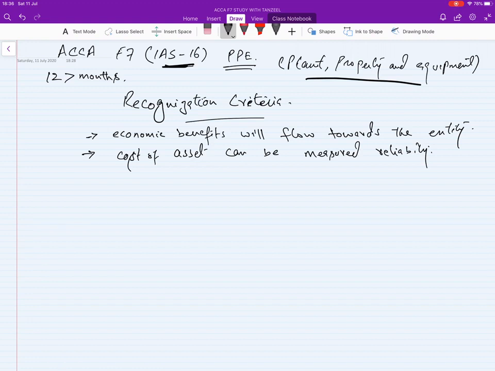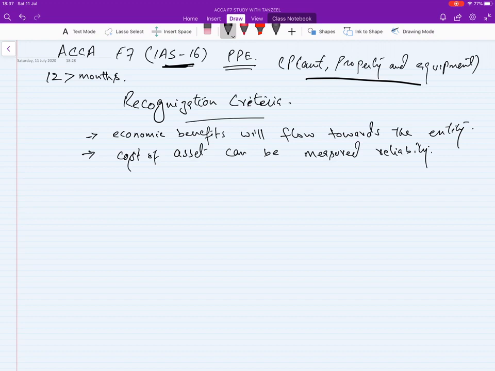And the cost of the asset can be measured reliably. It means the cost can be measured. It is not that you have some asset whose cost you cannot figure out. If the cost cannot be measured, you cannot consider it as an asset. The cost has to be realized. So if you have these two, then only you can recognize it.